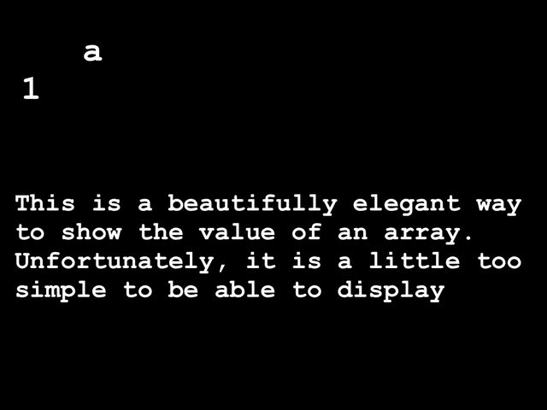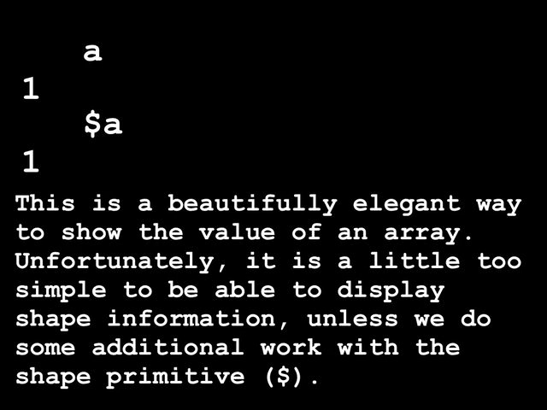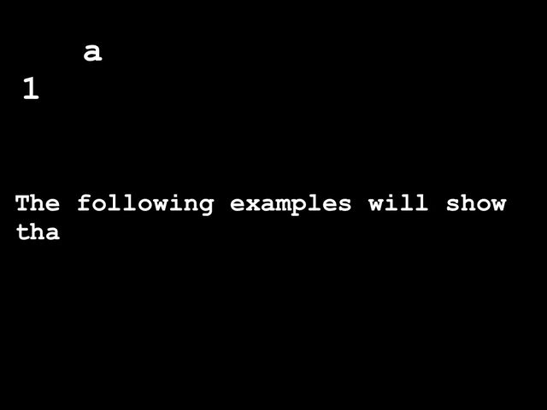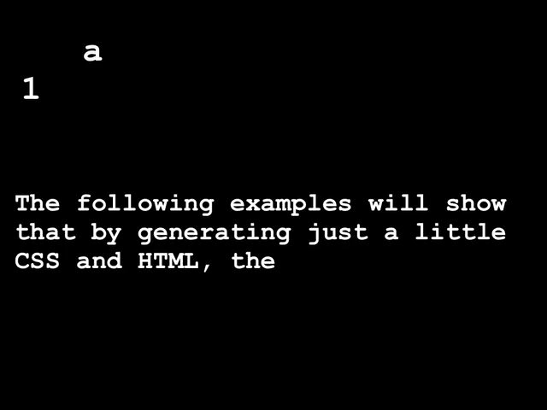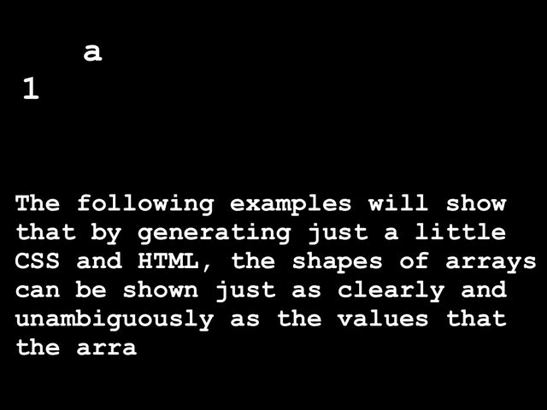The traditional J display is a beautifully elegant way to show the value of an array. Unfortunately, it's a little too simple to be able to display shape information unless we do some additional work with the shape primitive. The following examples will show that by generating just a little CSS and HTML, the shapes of arrays can be shown just as clearly and unambiguously as the values the arrays contain.